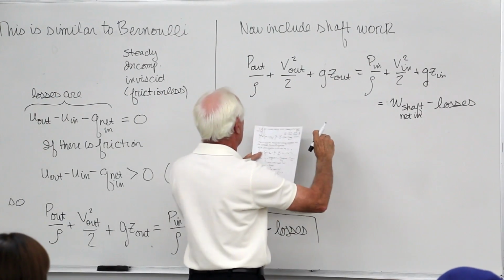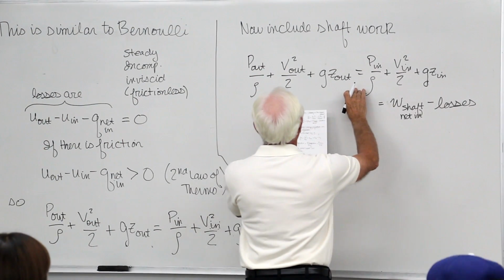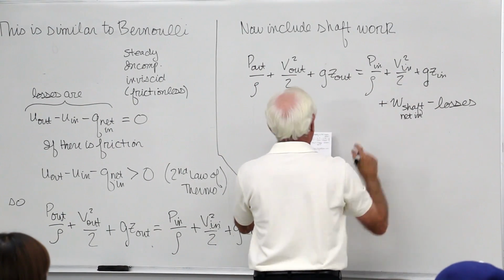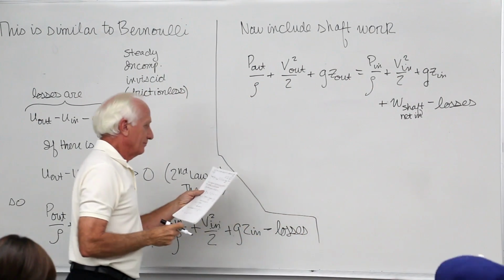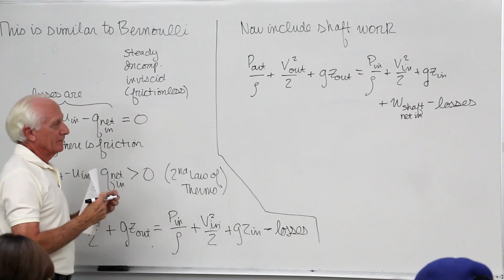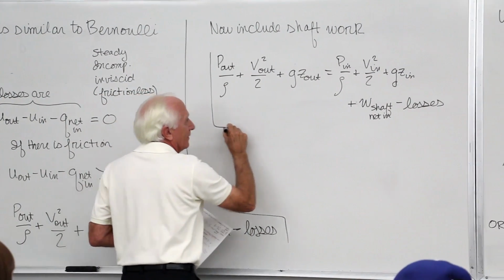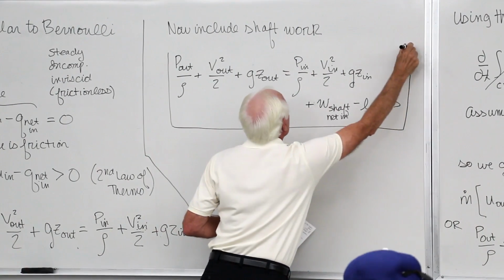Got too many equal signs there. Let's get rid of one of these. This guy up here is equal. This guy is plus right here. There we go. Yeah. Well, that's what we end up with.